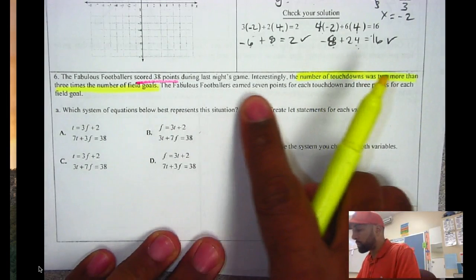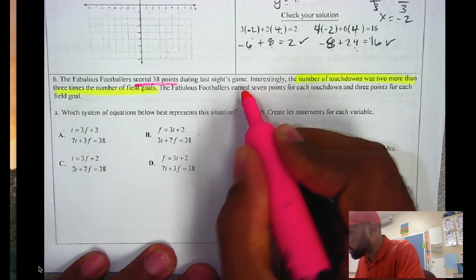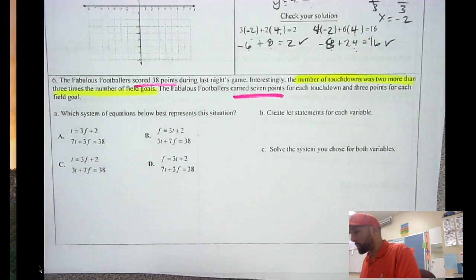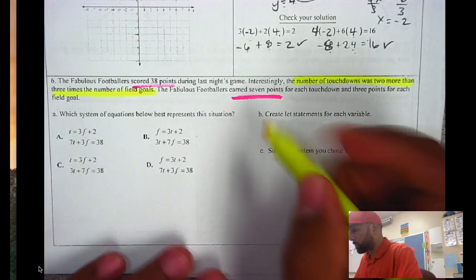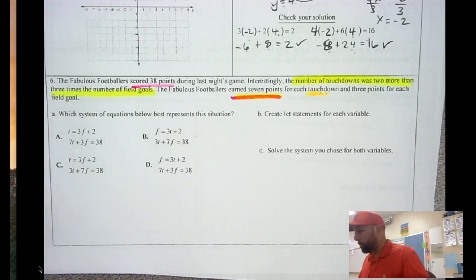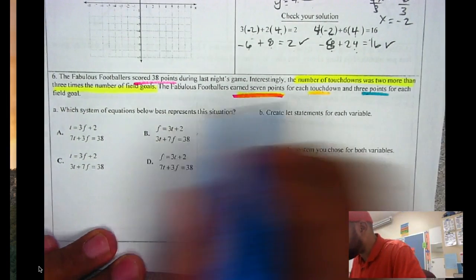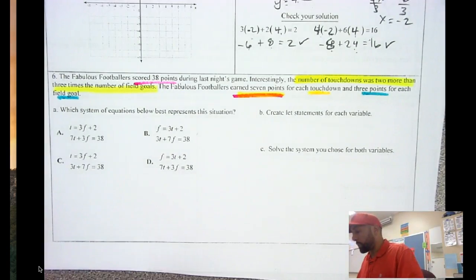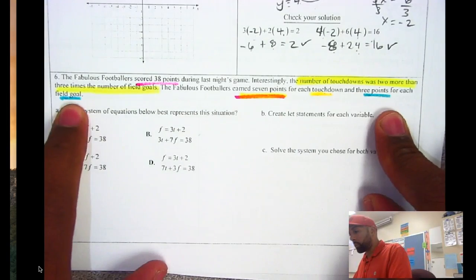The fabulous footballers earned 7 points. There's another earned, meaning some kind of total. Earned 7 points for each touchdown. Okay, actually, you know what? That's earned 7 points just for the touchdowns. So that's the first part. And then 3 points for each field goal. All right, so that means every touchdown they got 7 points. Every field goal they got 3 points.